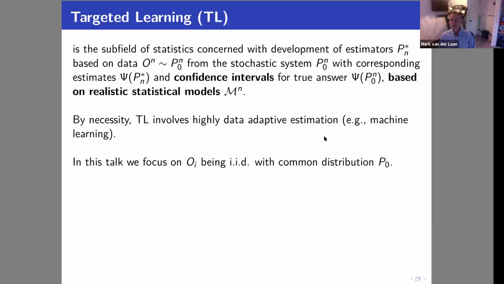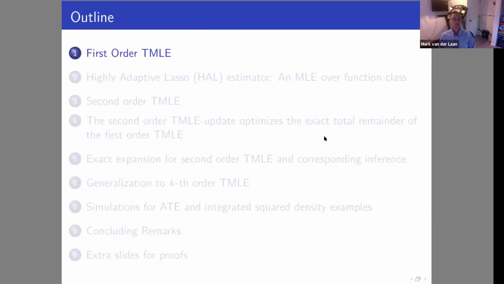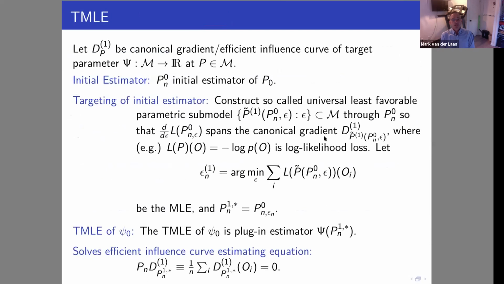In this talk, I will focus on the case where we observe n IID, independent identically distributed, copies of a random variable. So that is all about this common probability distribution and a feature of it. But there's lots of work we also have on things like time series, networks, and adaptive designs, which are really sample size one problems. So TMLE is completely applicable to that. Okay, so what is the first order TMLE?